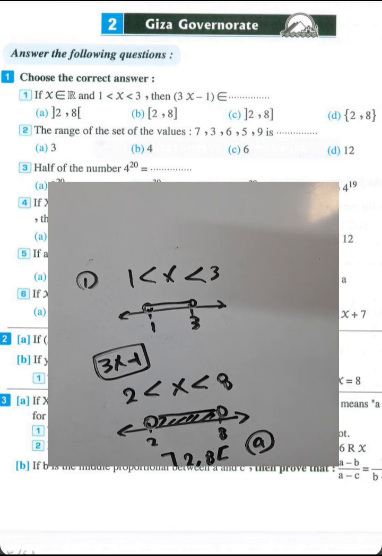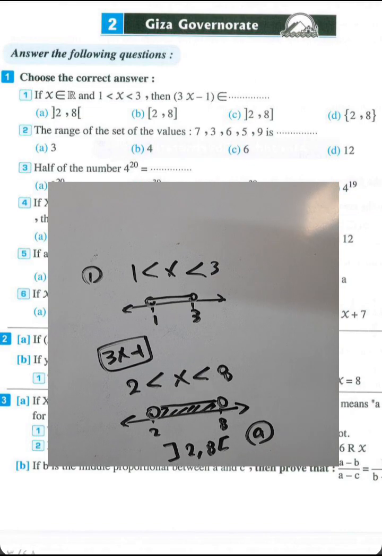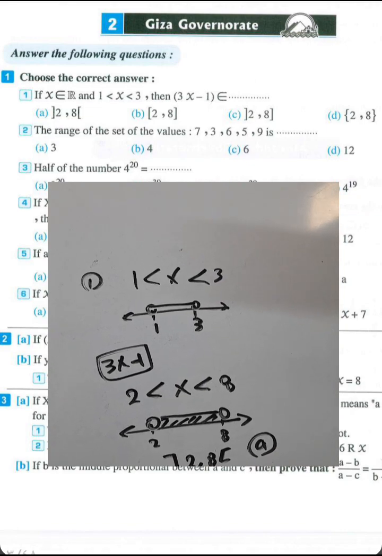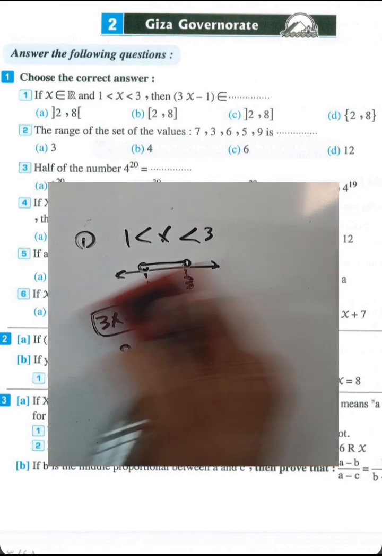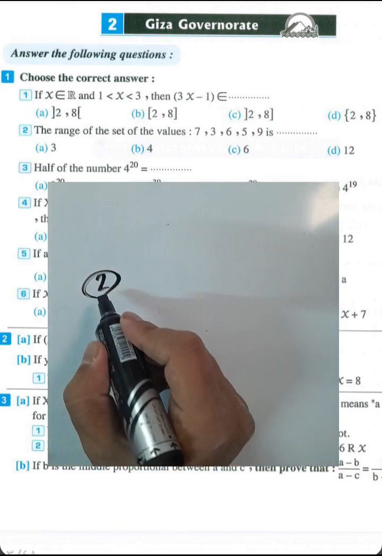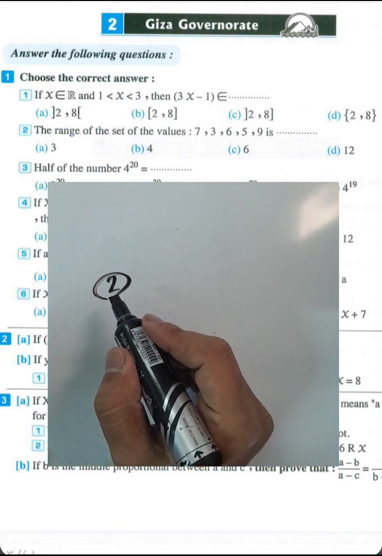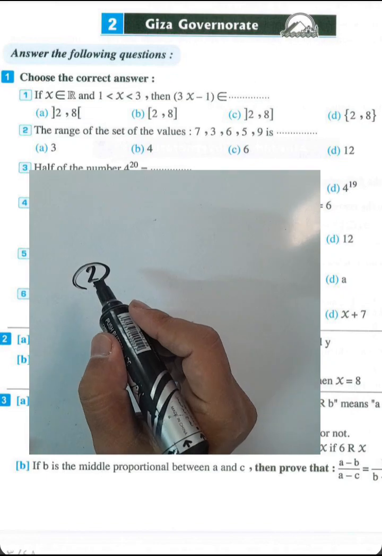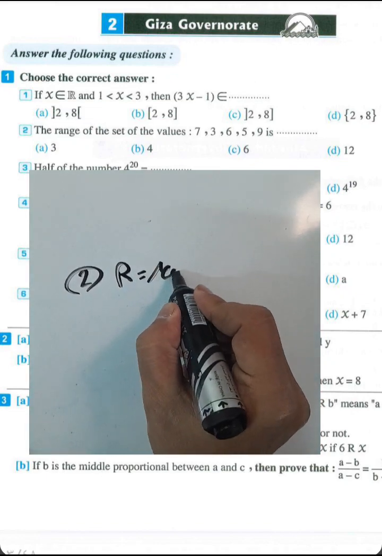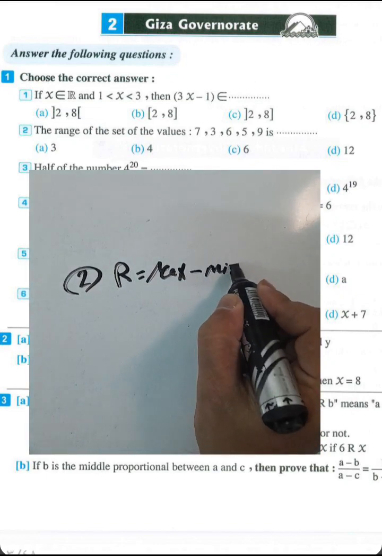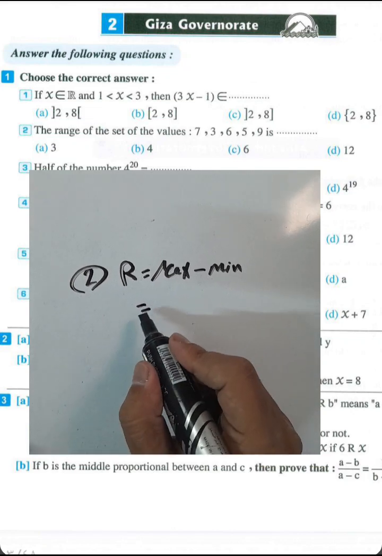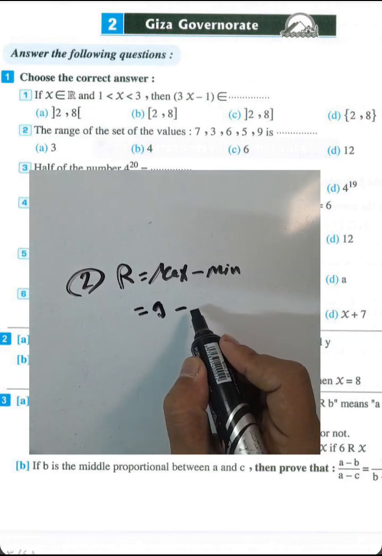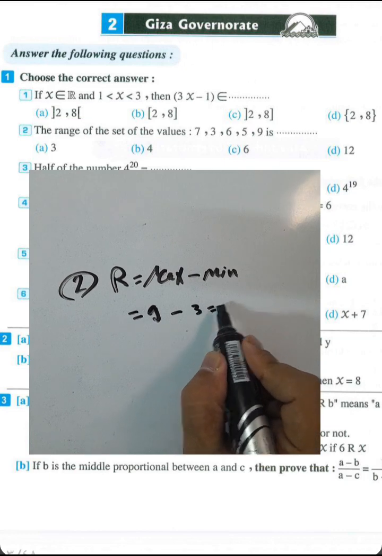About question number 2, the range of the values. It will be what? The range will be the maximum subtracted by the minimum value. Maximum here is 9, subtract the minimum, which is 3. 9 minus 3 equals 6.